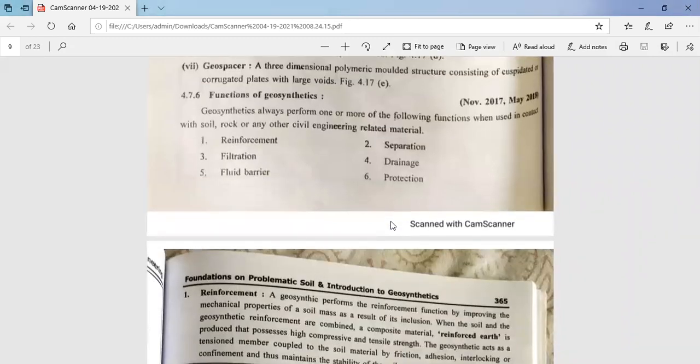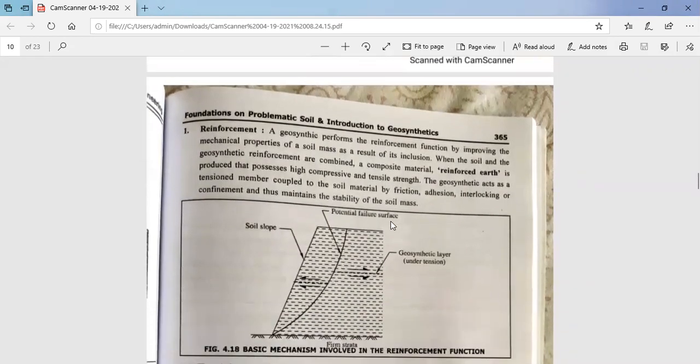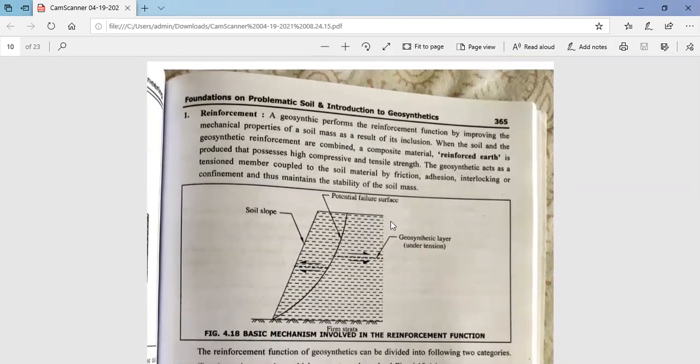In the previous lecture, we saw the functions of geosynthetics, which are reinforcement, separation, filtration, drainage, fluid barrier, and protection. Talking about reinforcement, geosynthetic performs the reinforcement function by improving the mechanical properties of a soil mass as a result of its inclusion. When the soil and the geosynthetic reinforcements are combined, a composite material, reinforced earth, is produced that possesses high compressive and tensile strength. The geosynthetic acts as a tension member coupled to the soil material by friction, adhesion, interlocking, or confinement, and thus maintains the stability of the soil masses.